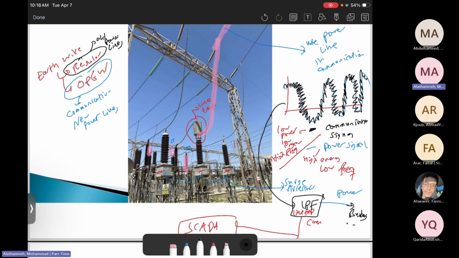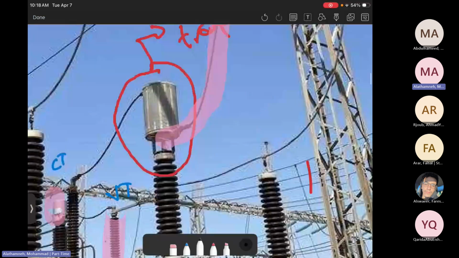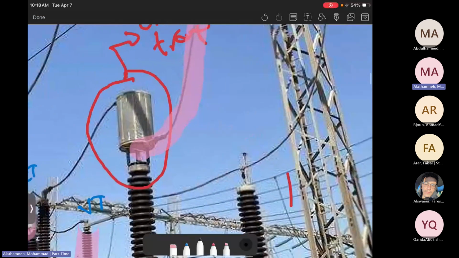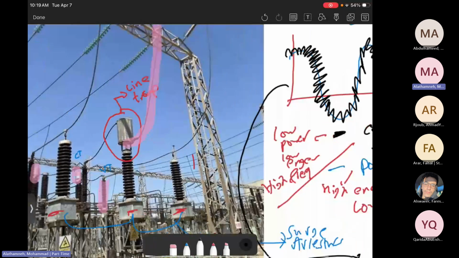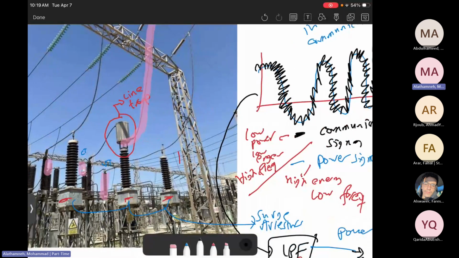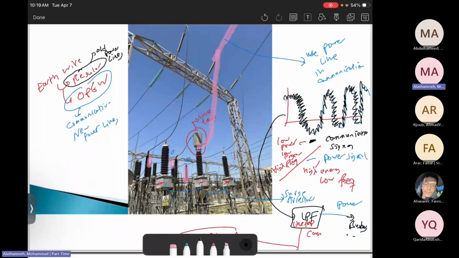Okay, so this is very important. You see, the line trap is like a cylinder. I mean, a cylinder here, you see? This is the line trap. It's only on one phase, not on all of the phases. And again, it is used to distinguish and separate the line between the power and the communication signal.